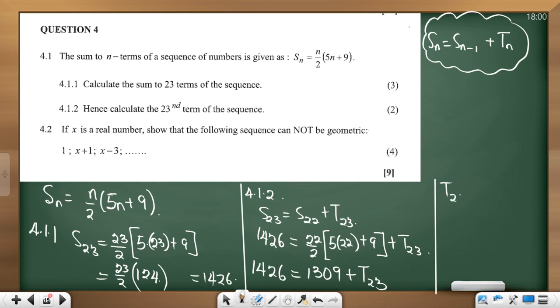And then my T23 would be 1426 minus 1309. And we should have 117. Okay, thank you. 117. All right. So please remember that formula there. It's not really a formula, it's just an understanding of number patterns and application. Okay.